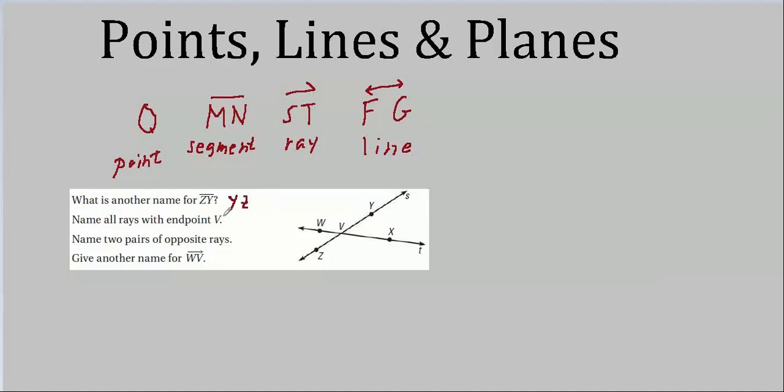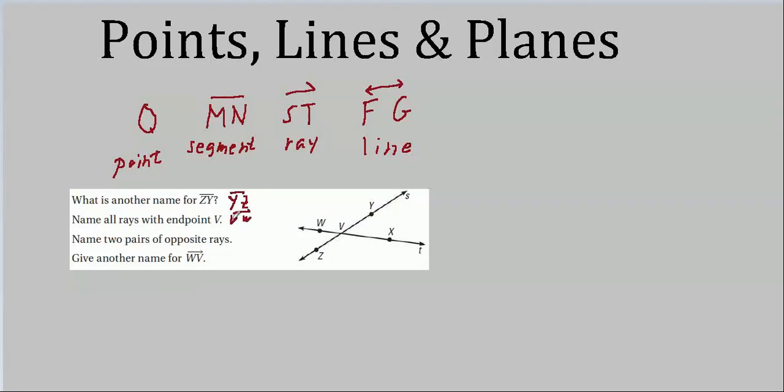Now, for all the rays with endpoint V, remember, the ray goes off to infinity in one direction. Only in one direction. So if we put V's right here, that's an endpoint for this ray. It's an endpoint for this ray. It's an endpoint for this one, and for this one. So it's actually a whole bunch of them. We got VW. I should put a little bar up here on top of the YZ to indicate that's the segment YZ. Now VW, that's the ray VW.